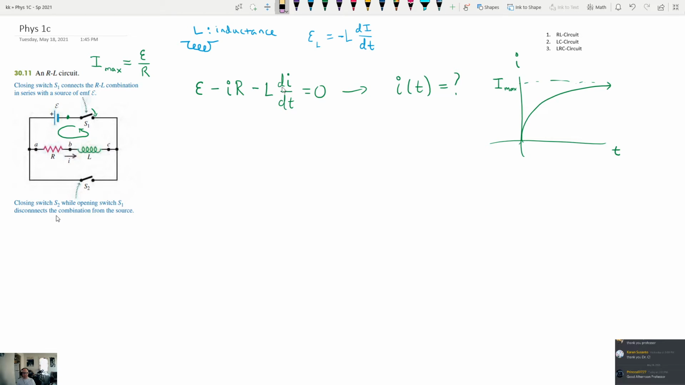All right, so we want to solve for the current as a function of time, and this is what we call a differential equation. To solve it, we basically want to get all of the i's together. That includes I and di, and we want to separate them from dt. So we're just going to move this term that has di dt in it to the right-hand side. So we'll have E minus iR.